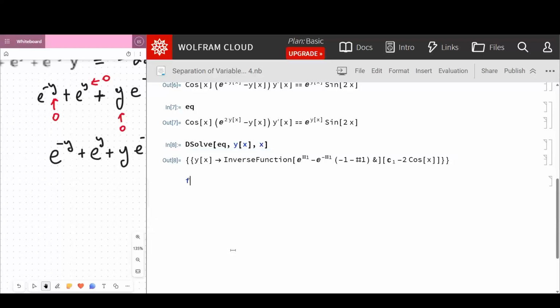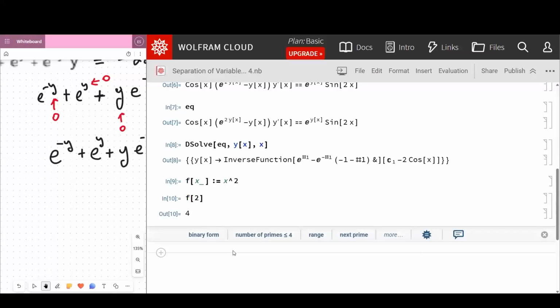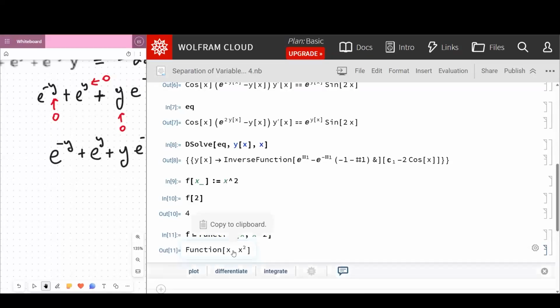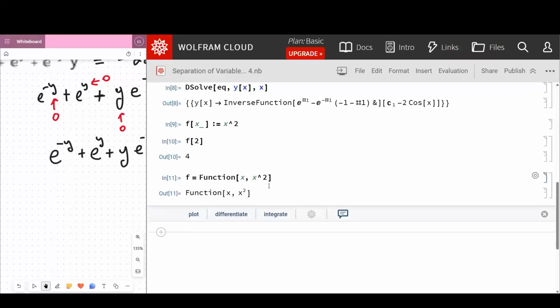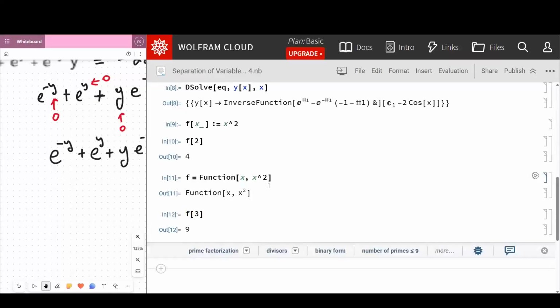In Mathematica, we can say f of x is equal to, let's say, x squared, right? So this is one of the ways you can define a function, and you can just say f of 2 is, of course, 4. Another way is you can say f is the function, and then you specify of x, and then you specify the function. So this is another way you could define a function. This does the same thing, and you could do f of 3 this time, and of course you would get 9.